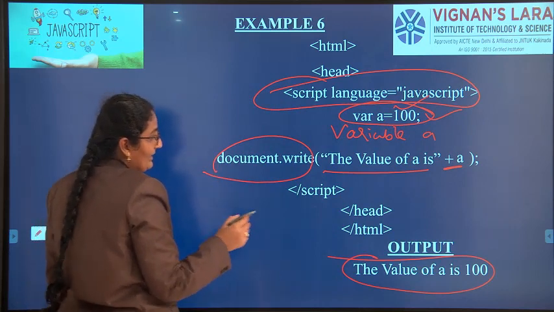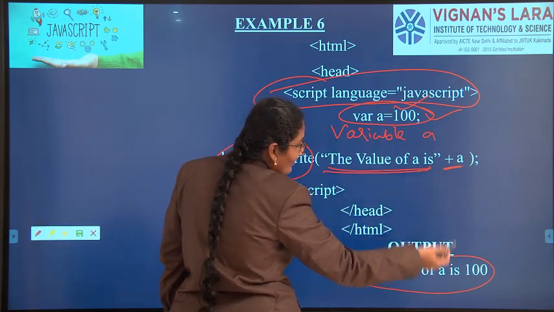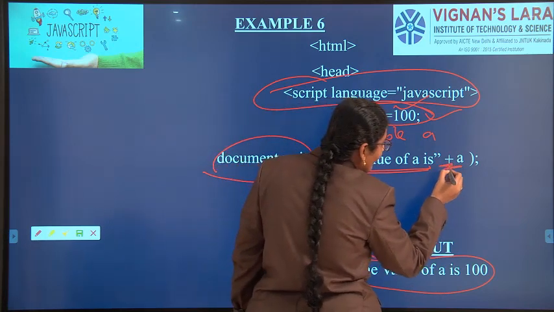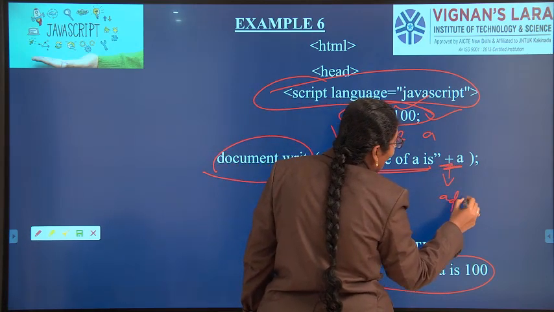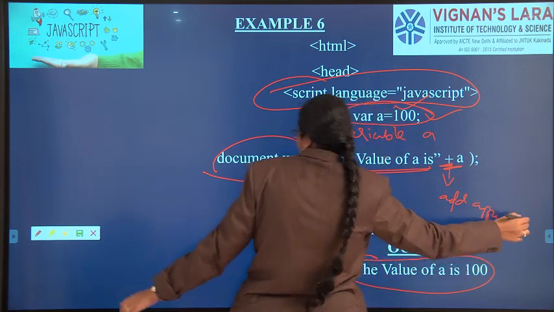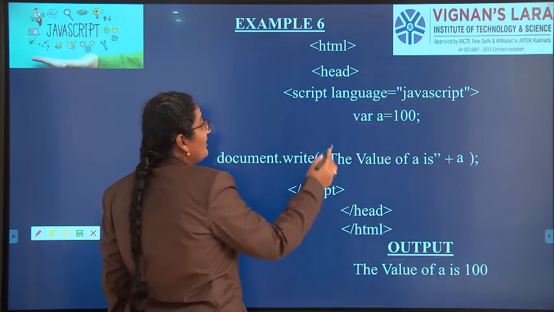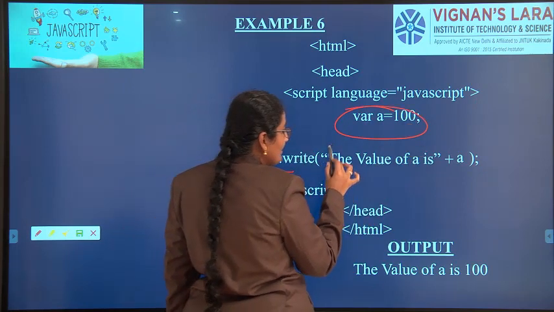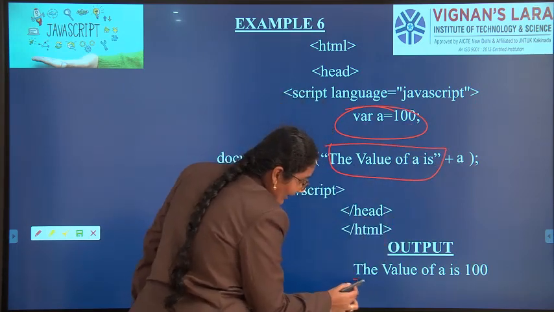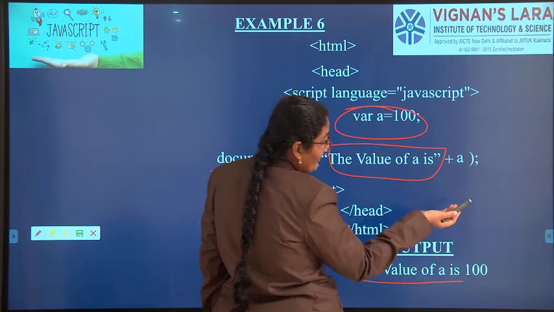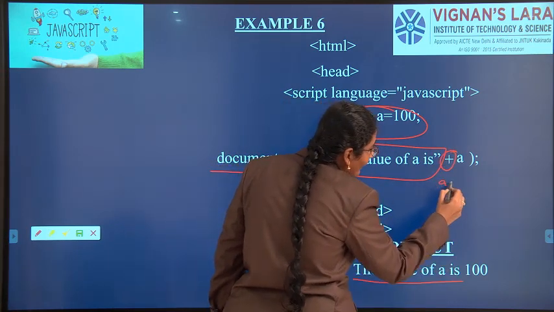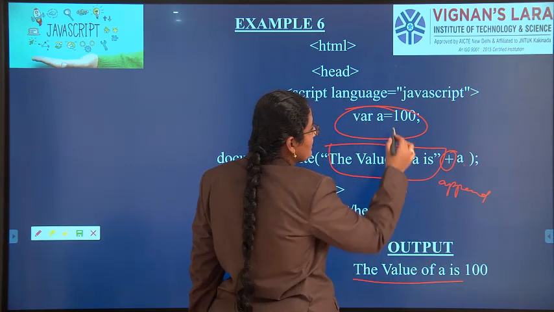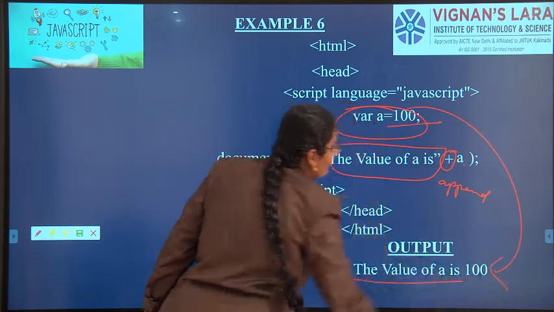Now I want to print the value of A is. For this what do I have to add? This plus symbol is here for adding, append. Add is nothing but append. Already variable A 100 I have given. What is the output sentence? The value of A is. For this I wanted to add this plus symbol, which is append. What did I want to append? A I want to append. What is A? 100. So this is appended here.